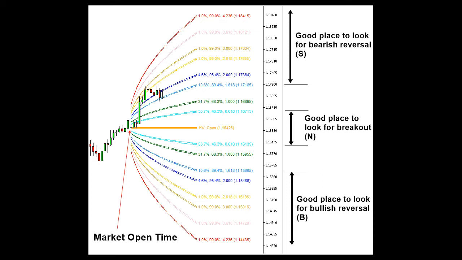The important takeaway in this video is this. With high volatility, there is a good chance for reversal movement. With low volatility, there is a good chance for breakout movement. The Fibonacci Volatility Indicator is a powerful visual tool for your trading.